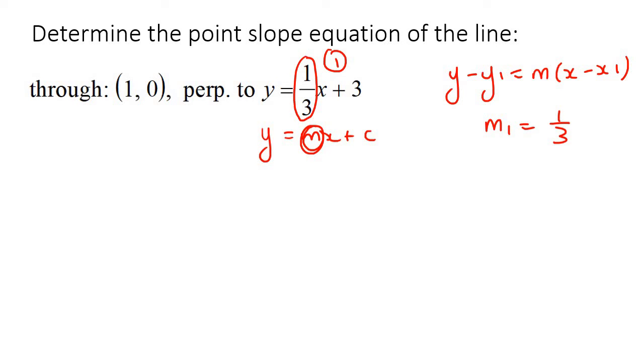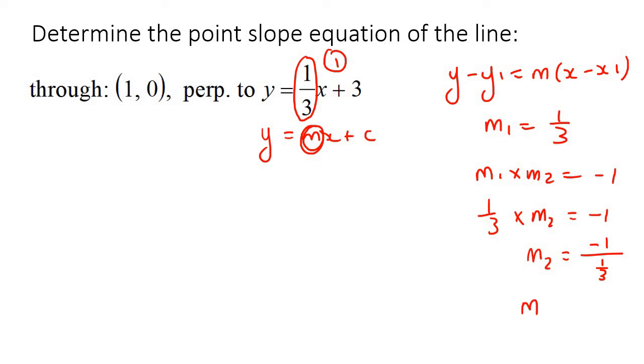To work out the slope of line number 2, which is the one we're actually looking for, we can use this formula over here. So we can say 1/3 multiplied by m2 equals -1. If you had to work out m2, you would say -1 divided by 1/3. And if you do that correctly on the calculator, you should end up with -3. So then we can fill in our slope for this new line as -3.